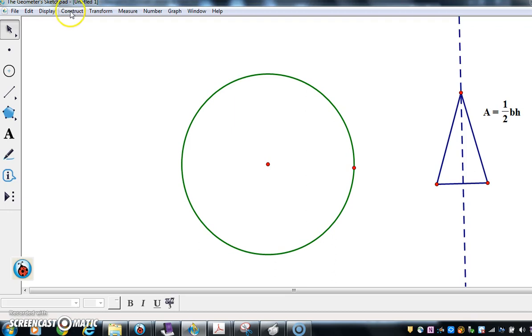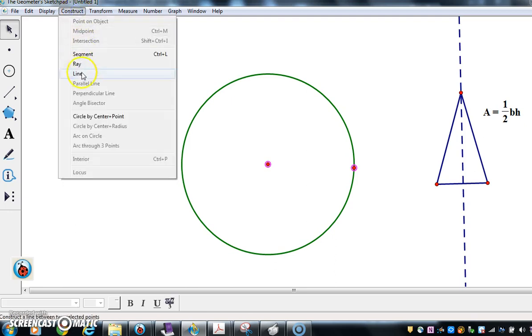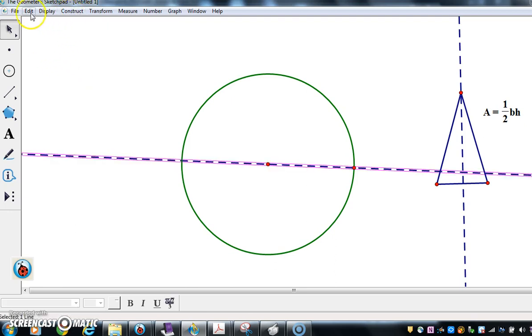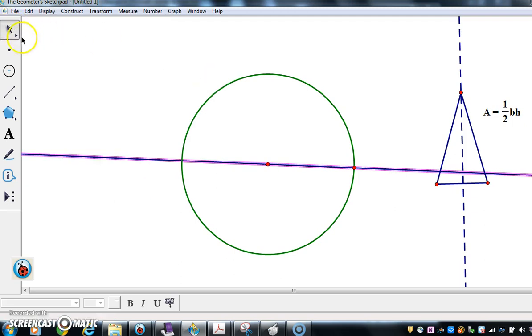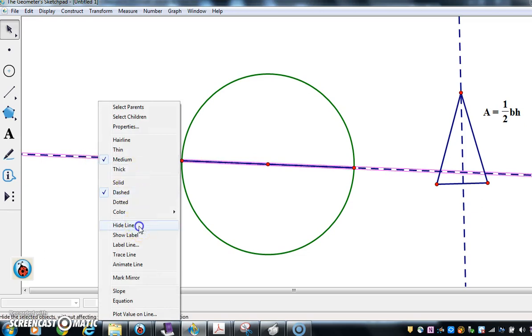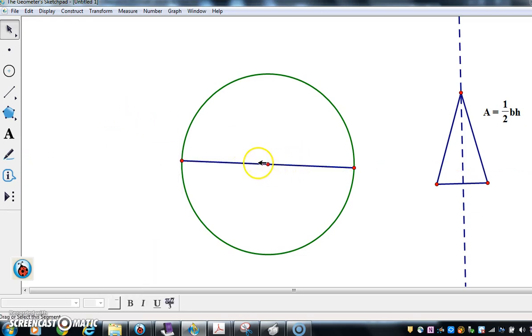So I have a circle, and I'm going to make two diameters that are perpendicular to each other. Change that to solid. Alright, so here's our first diameter. And hide that line. Now I'm going to create a perpendicular bisector to this diameter.